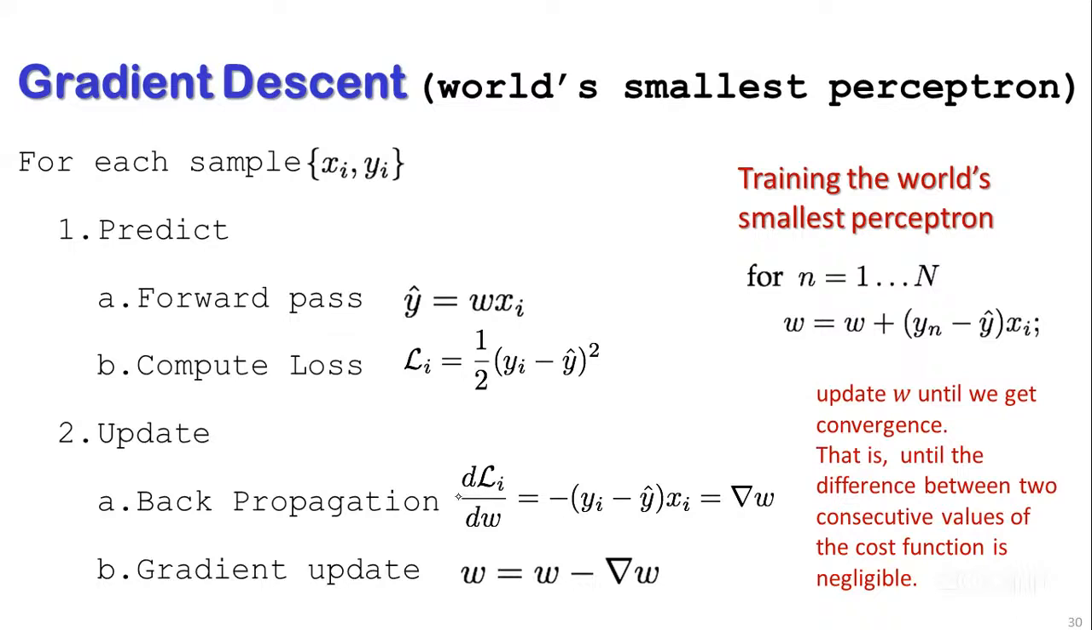You can see how this process will go on. We need to update weights until we get convergence, or you can say until the difference between two consecutive values of this cost function is negligible. See, we are not aiming to keep this at zero, right? When we say it has become small enough, we stop. Till then, we need to keep on training it, right?